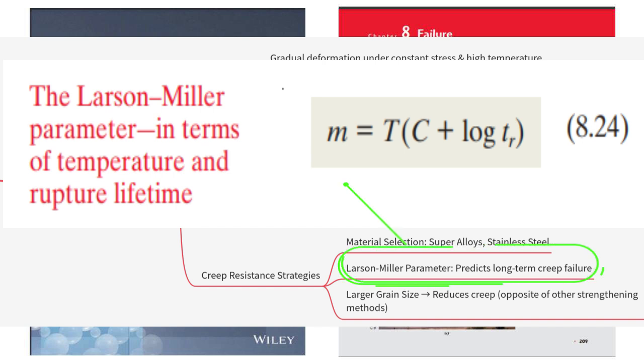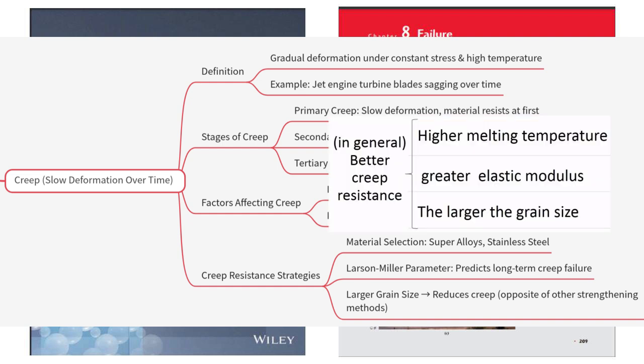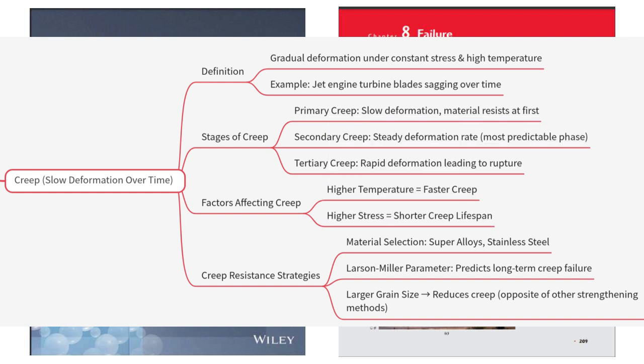But the textbook also mentions that a material's resistance to creep is influenced by other factors too. There are a lot of things that can affect creep resistance. Like what? Things like melting temperature, elastic modulus, grain size. Materials with higher melting temperatures and higher elastic moduli tend to be more creep resistant, because their atoms are more tightly bound together. So they're less likely to move around. Exactly, they're less likely to creep.